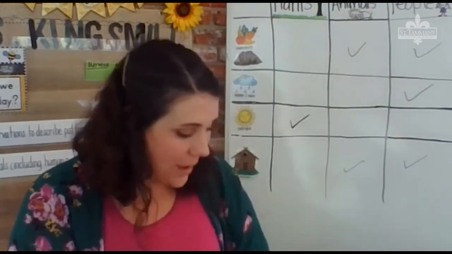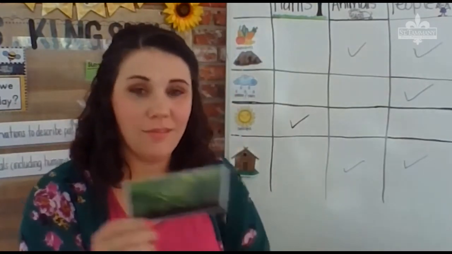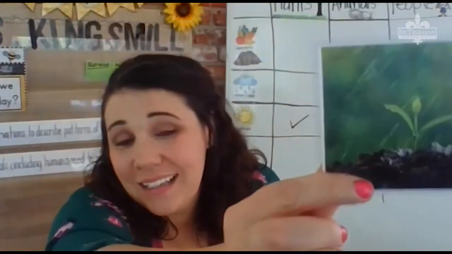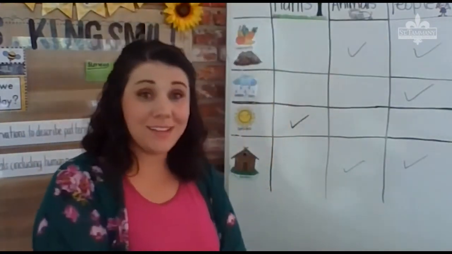All right, let's try another one. Whoa, check this one out. See that little plant? Looks like he's taking a shower. And it's raining on top of him. And those plants need rain or water in order to live and grow. Let's mark that on our chart.